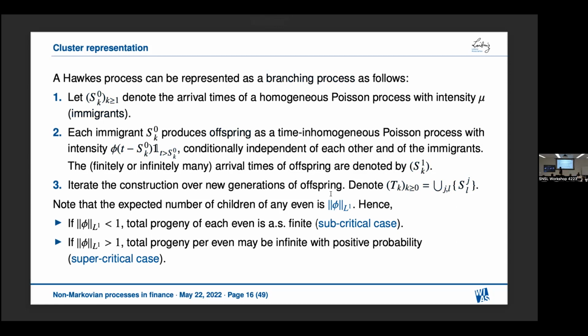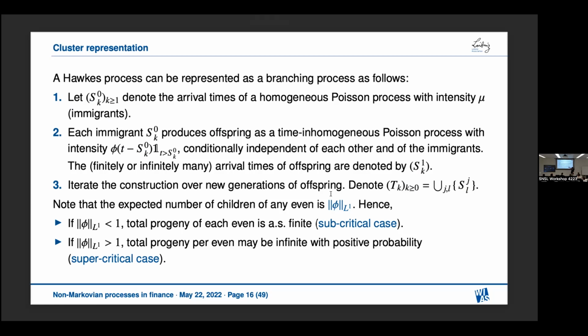Right. And the expected number of children, or of offspring, is exactly the L1 norm of phi. This is clear because it's a time inhomogeneous Poisson process, and you take the integral over the intensity. Okay. And now, again, if the L1 norm of phi is smaller than 1, then the total progeny of each event is almost surely finite.